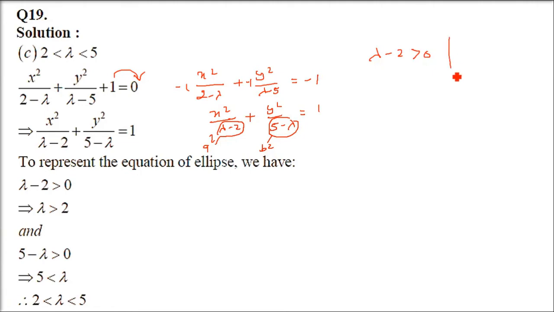So lambda minus 2 has to be greater than 0, and 5 minus lambda, which is b square, should be greater than 0. Lambda minus 2 greater than 0 means lambda greater than 2. 5 minus lambda greater than 0 means lambda is less than 5. With these two, there is a commonality. Lambda greater than 2, lambda less than 5. So lambda is in between 2 and 5. So this is the answer. The option is C. The correct answer is C.